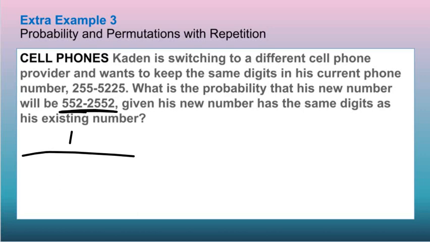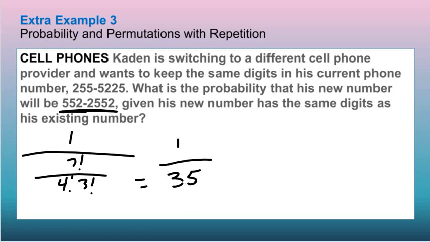And then on the denominator, to find the total possible outcomes, we have 7 factorial divided by, 5 is listed 4 times, so that's 4 factorial. 2 is listed 1, 2, 3 times, so that's 3 factorial. So let's do the denominator first. We have 7 factorial divided by 4 factorial divided by 3 factorial. And we get a total of 35 down here. So there's 35 different phone numbers. Out of the 35, only one of them will have that number.